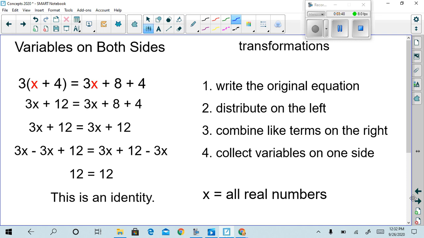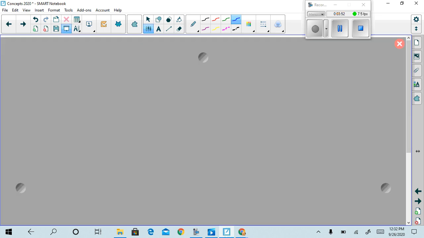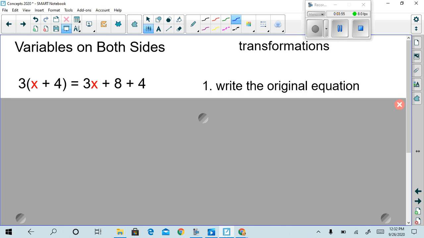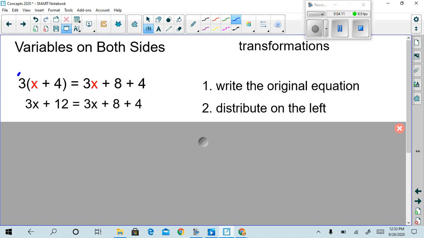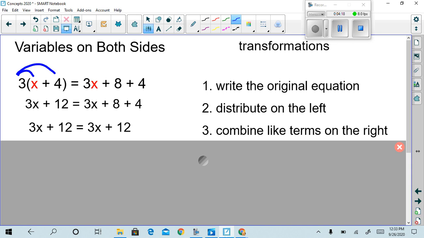Let's now take a look at what happens when there are variables on both sides. Once again, I'm going to take it one step at a time. I have variables on the left and variables on the right. Before you start moving variables around, you want to simplify the left and the right. So I'll simplify the left first by doing the distribution. 3 times x and 3 times 4. Now I'm going to simplify the right side because I have some like terms. I'll just add 8 plus 4.